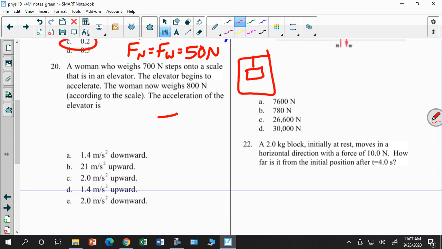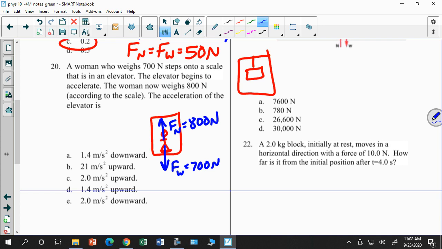So I have a person in an elevator and they're standing on a scale. This woman has a mass of 70 kilograms. So that means that her weight is 700 newtons. So she has a weight equal to 700 newtons. But the normal force, Fn, is equal to 800 newtons.